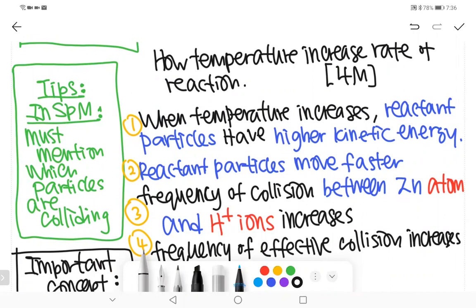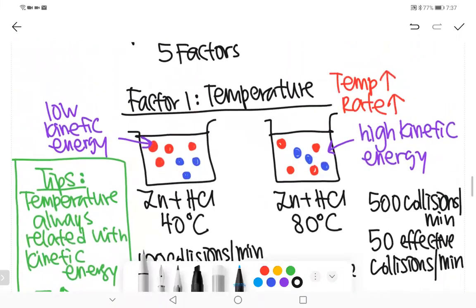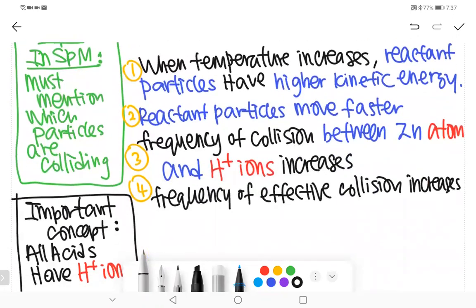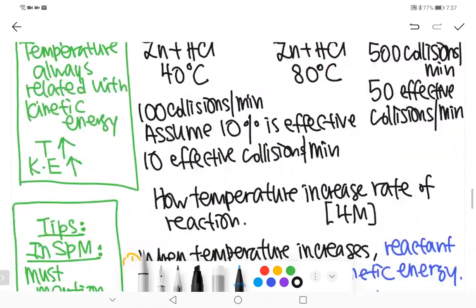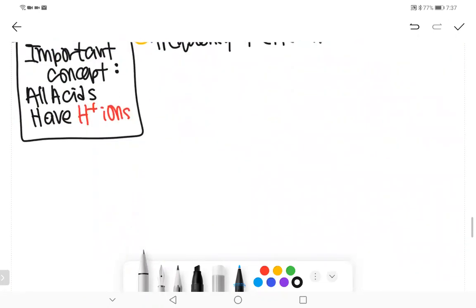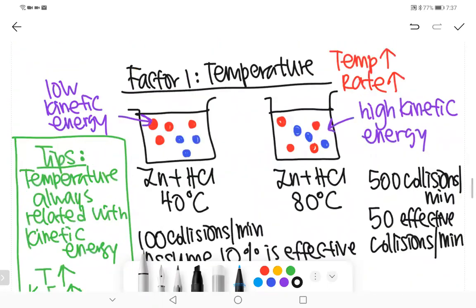Most importantly, you understand the question. If you understand the question, you know how it works, it shouldn't be too hard for you. So guys, that's all for temperature. I hope everyone understands how to use collision theory to explain temperature. That is factor number 1. So now let's move on to factor number 2.